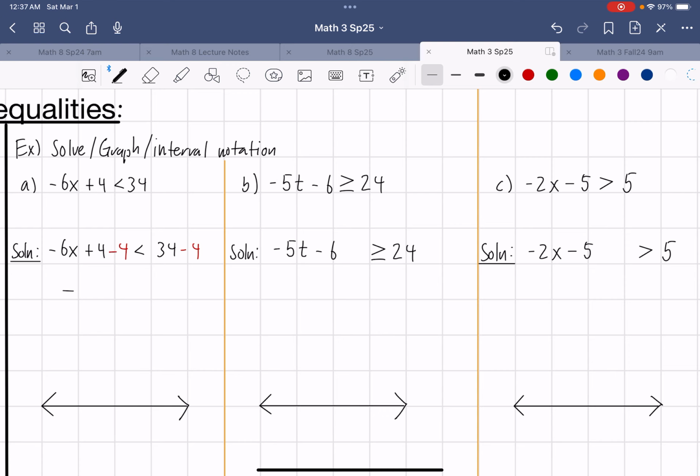That gives me negative 6x. The 4s cancel to 0, and then this becomes 30. Now, the x is not isolated yet. So what do I need to do? I need to divide by negative 6. That's going to leave me with x is smaller than... Oh, and one thing to be careful about, I almost made the mistake. We are dividing by negative 6, so make sure you put that division symbol there. That's going to be negative 5.